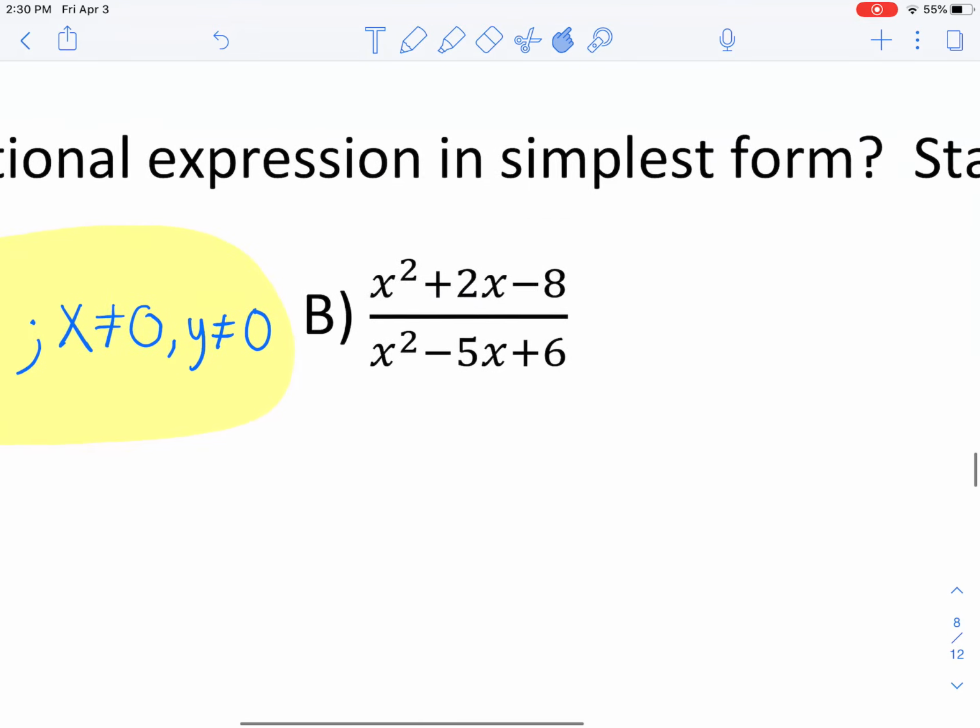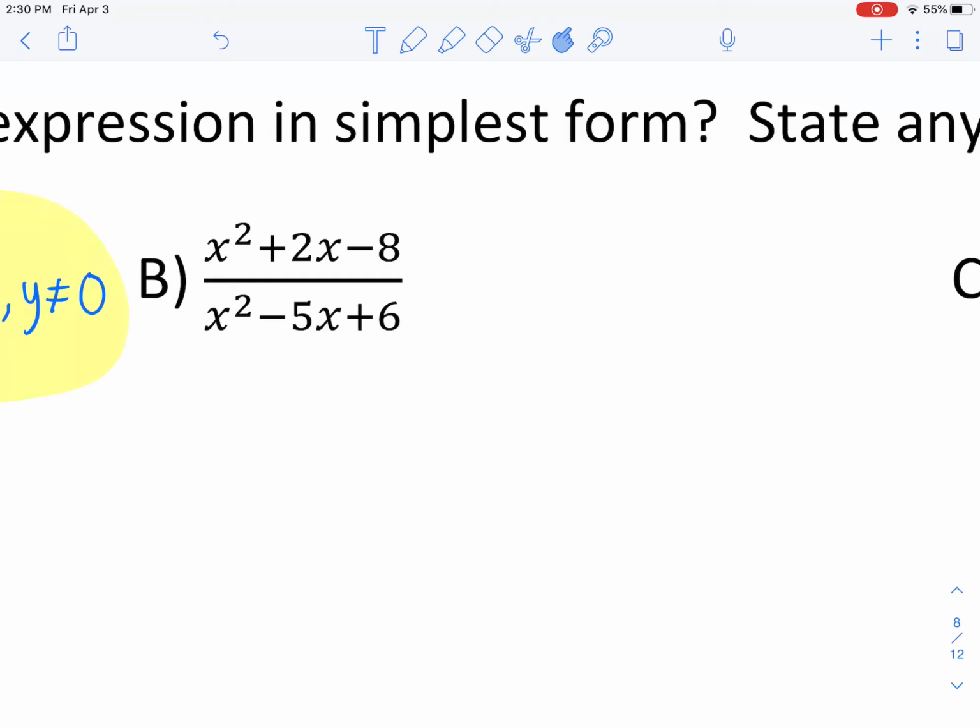Okay. Let's look at B. X squared plus 2x minus 8 over x squared minus 5x plus 6. Here's one where we can actually factor to help us to simplify. Looking at the numerator, we need numbers that will multiply to give us negative 8 and add to give us 2. So our numbers that will multiply to negative 8 and add to 2 would be 4 and negative 2. Remember, you can always multiply back out to see if you factored correctly.